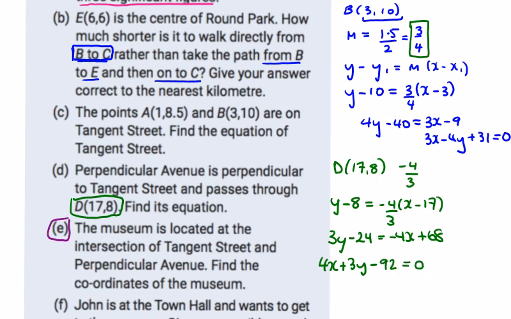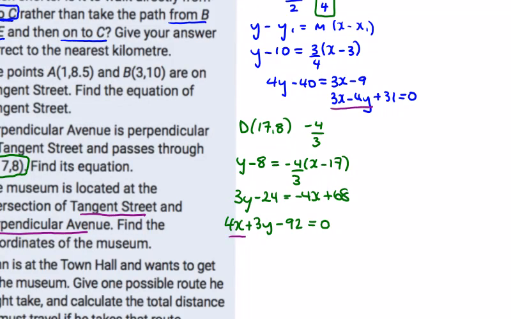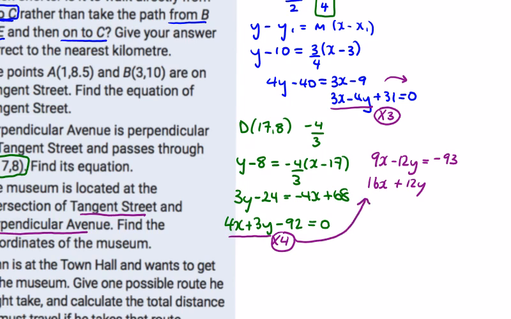In E, we're asked to find the point of intersection between the previous two equations. So we look at them here, we have a 3 and a 4 and a 4 and a 3, so we're going to need to multiply both. So I do the top one by 3 to get minus 12y, and the bottom by 4 to get plus 12y. I'll get 9x minus 12y equal to minus 31, so minus 93. And then I'm going to get 16x plus 12y, multiplying this one, equals 92 by 4, 368.